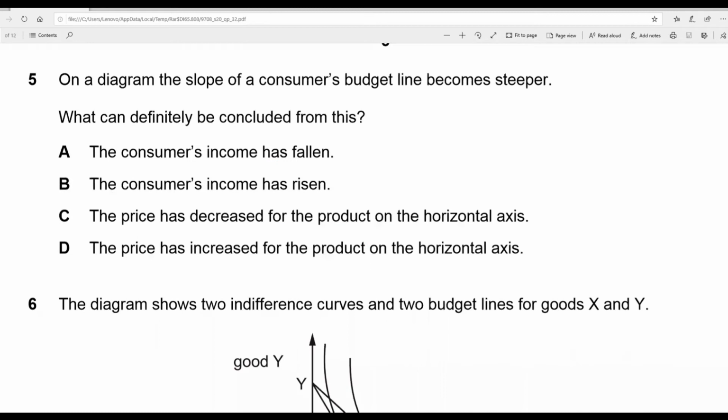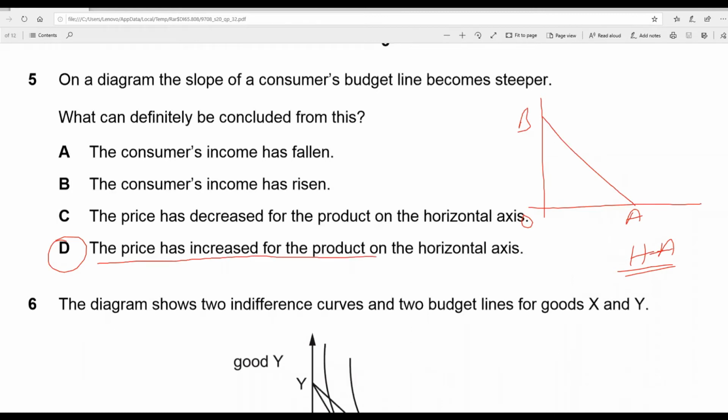On a diagram, the slope of a consumer's budget line becomes steeper. What can definitely be concluded from this? So D is the correct answer for this statement, and why D is correct, we can make a graph and verify it. For example, if we have an initial budget line, let's say AB, this is the horizontal axis. The price has increased for the product on the x-axis.